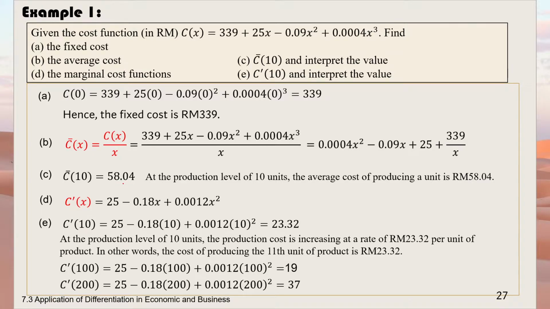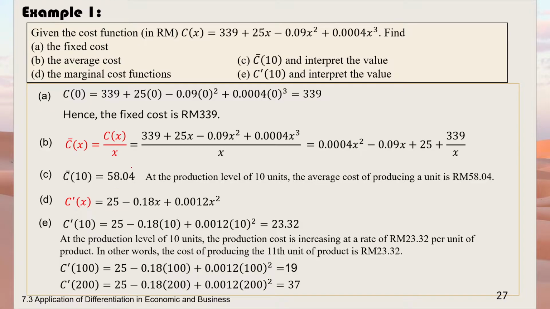So what is the meaning? At the production level of 10 units, the average cost of producing a unit is 58 ringgit 04 cent. Okay, so that means if you produce 10 units, each unit is going to cost you 58 ringgit 0.04. And then the next one is we are going to find its marginal cost.